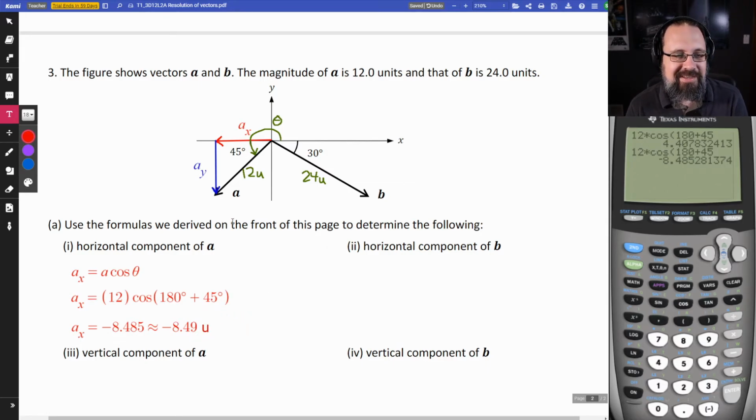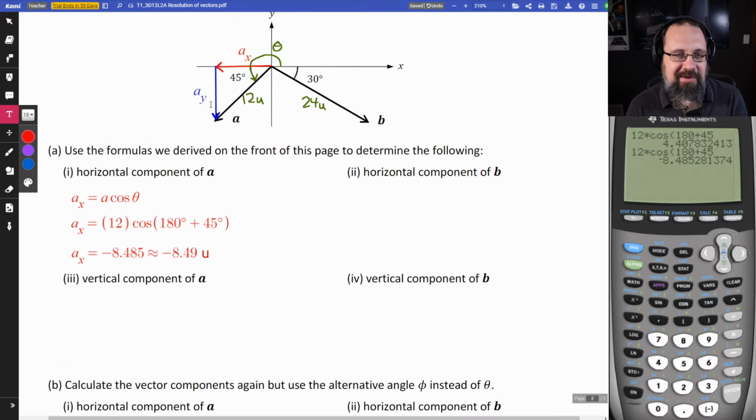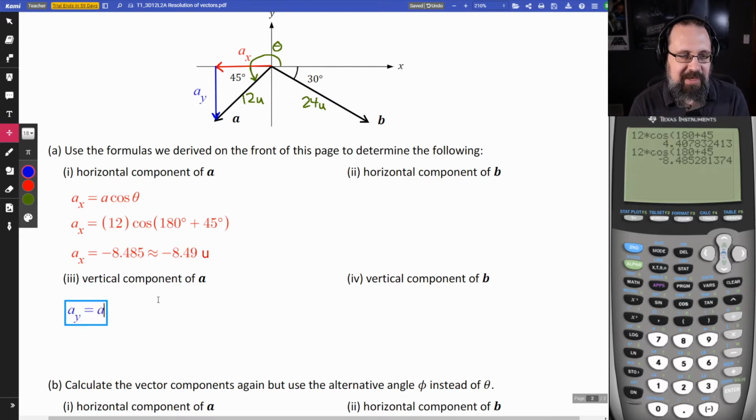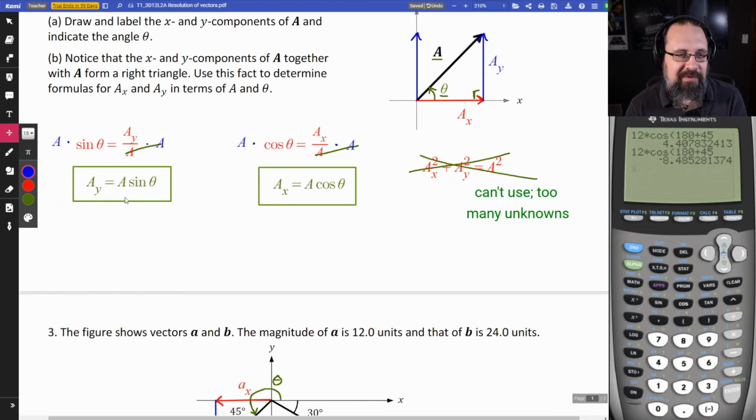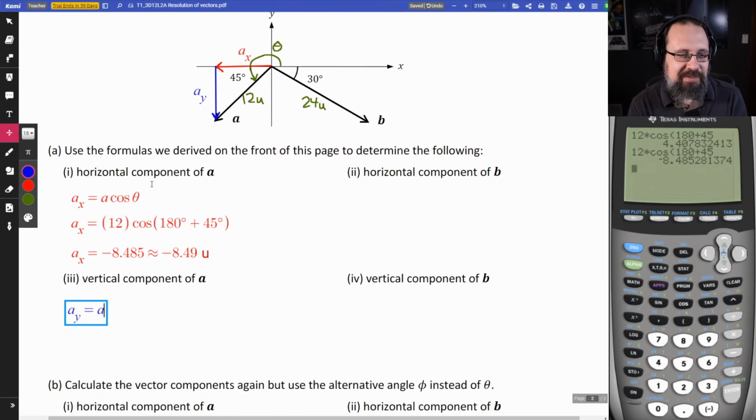Okay, cool. So now we're going to do the vertical component of A. Once again, we should be expecting a number that's less than 12. Look which way it's pointing. It's pointing down. So we should also expect a negative number. Okay, here we go. So we're going to have A subscript Y. It's going to be equal to A. And now since this is the Y component, we're going to use the sine. So sine of theta.